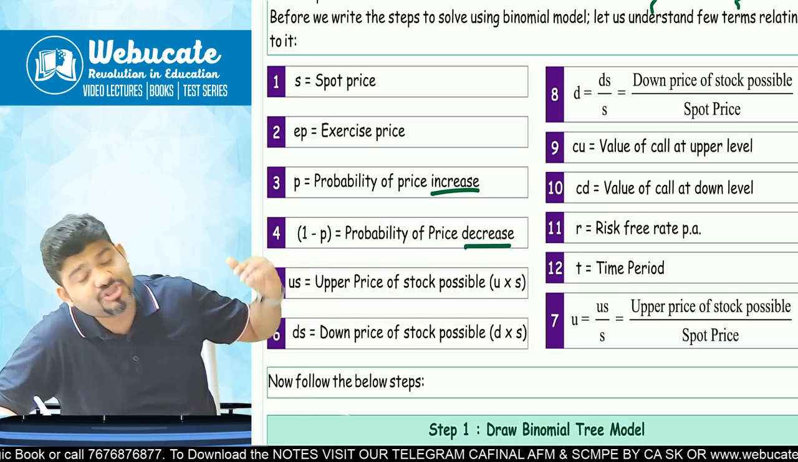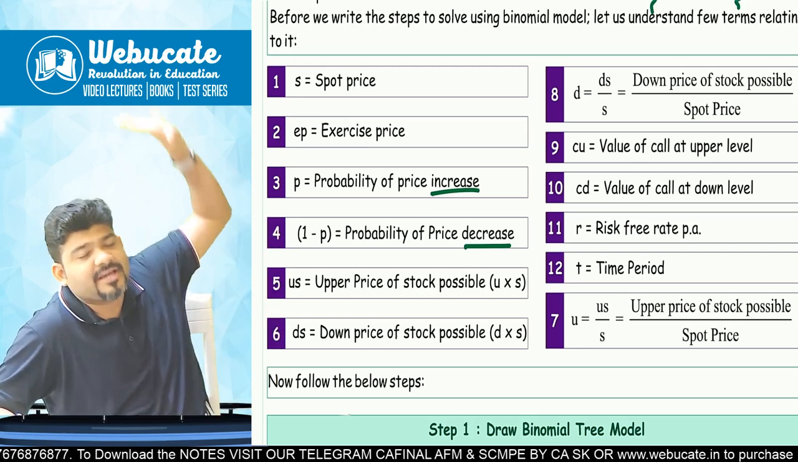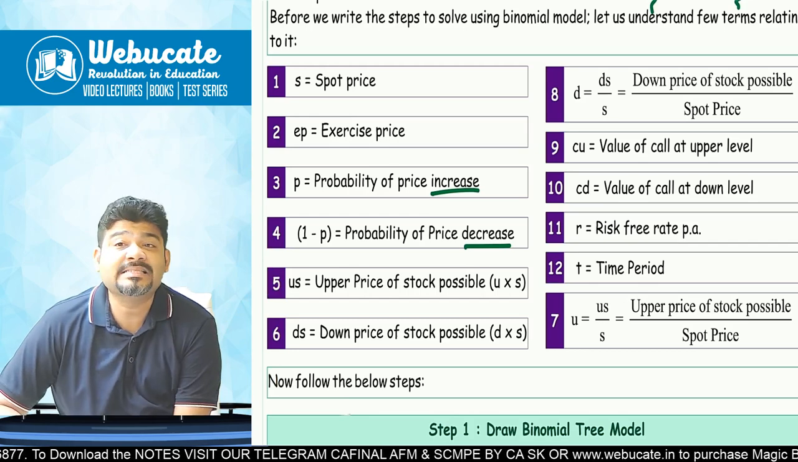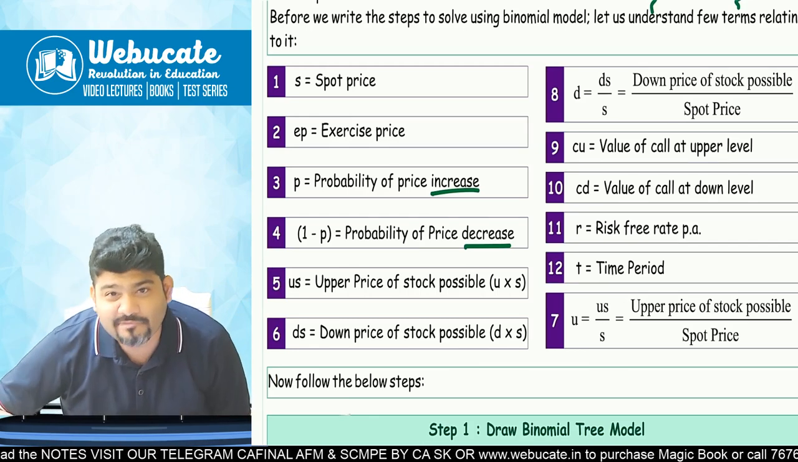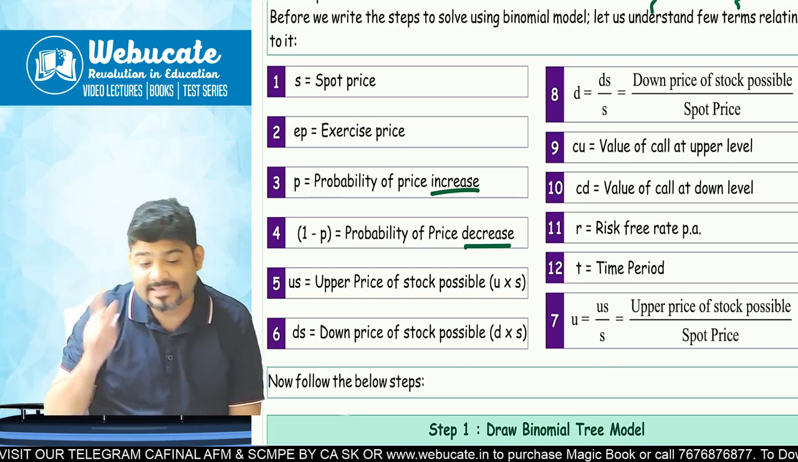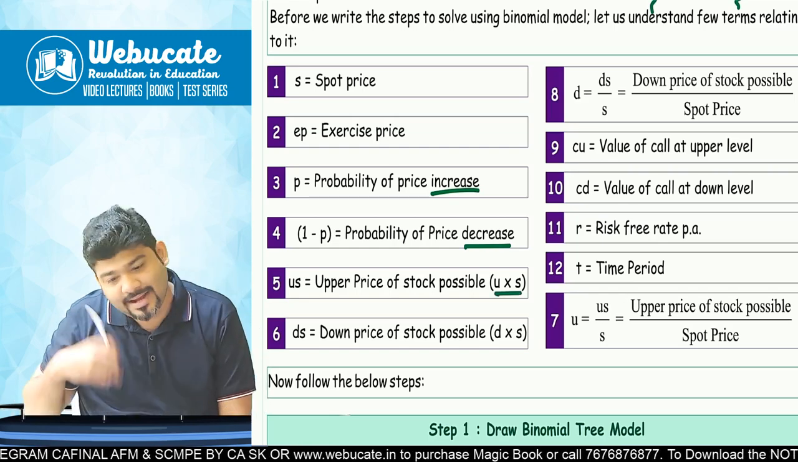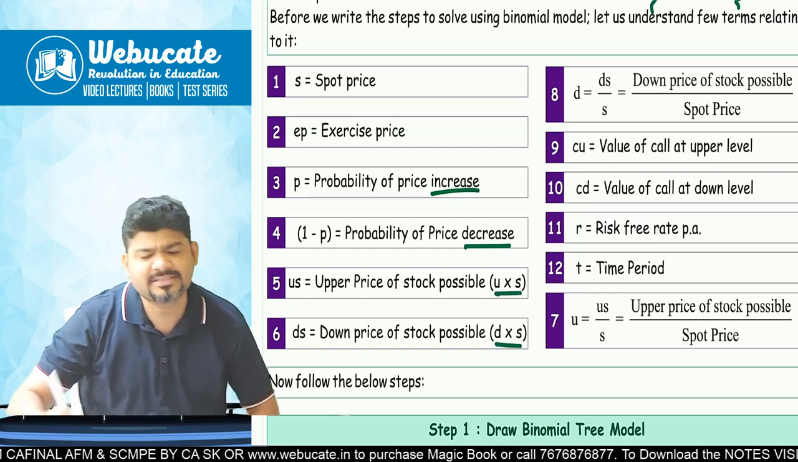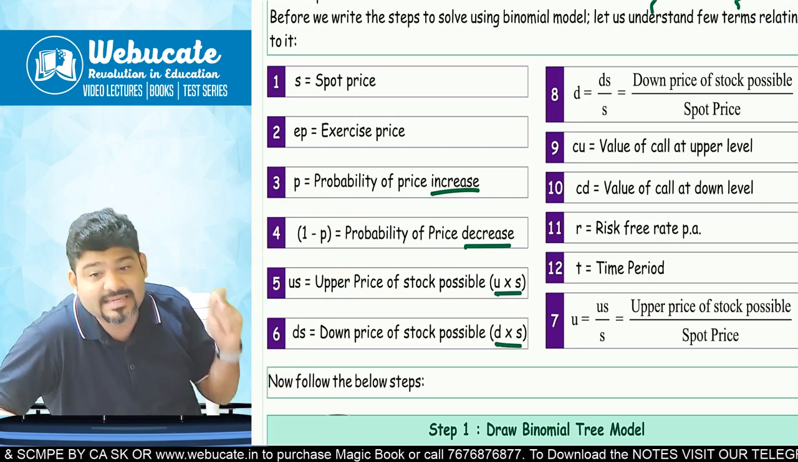How much can the price go up? Suppose the exercise price is 50. We expect that the price may go up to 60 rupees in one month's time. So the probability of the price going up is P. The upper price of stock possible is called US, and the down price of stock possible is called DS. Say we expect that it can go down to 40 as well. So that will be called DS, right?